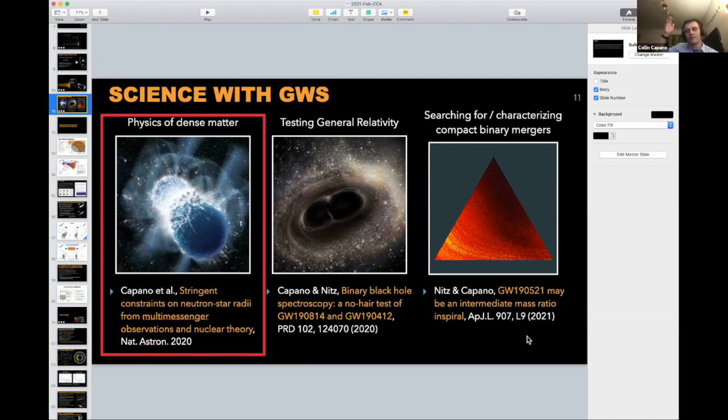And figuring out what to do with that, that's going to be a challenge. I mean, the conservative thing to do is, if you want to constrain equation of state, don't include such objects, but then conversely, those could be the most interesting objects to use.